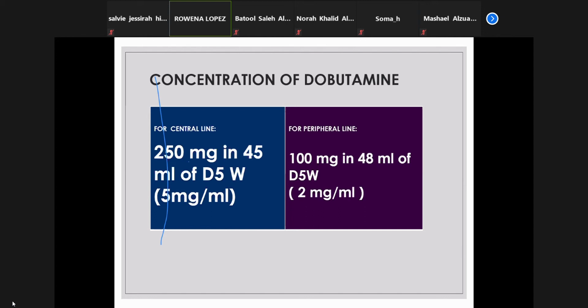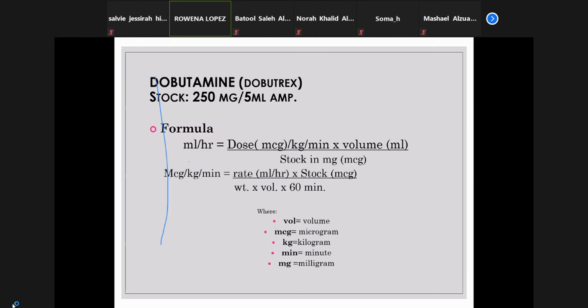For peripheral line, some hospitals start peripheral lines only in the ward if needed, and at very low dosage. It will not be the same as the central line because the problem with dobutamine is that once there is extravasation, there will be burns on the skin and necrotic tissue will develop in the patient. So 100 milligrams in 48 ml of D5 water would be 2 milligrams per ml.